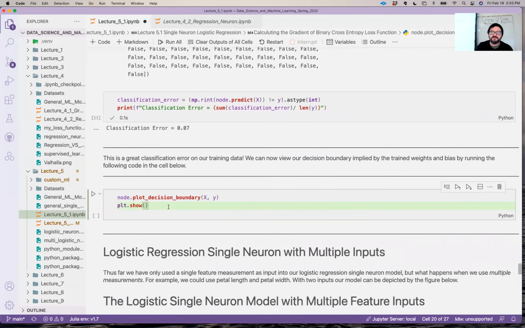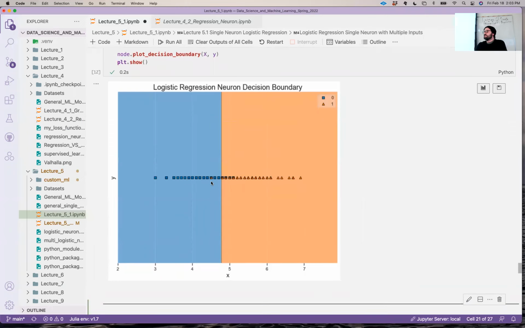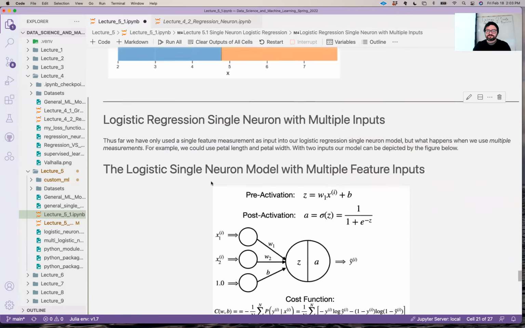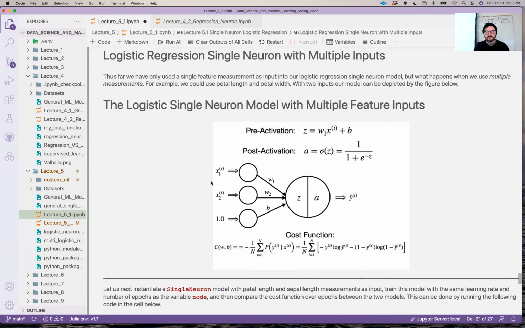Next, I'm going to call my plot decision boundary method that I put into the class. Look at that. That's nice. Okay, so now this was done with a single measurement. We just used petal length. But this works for multiple inputs as well. Everything's the same. We don't have to be more careful, the gradient with respect to the weights is the same.